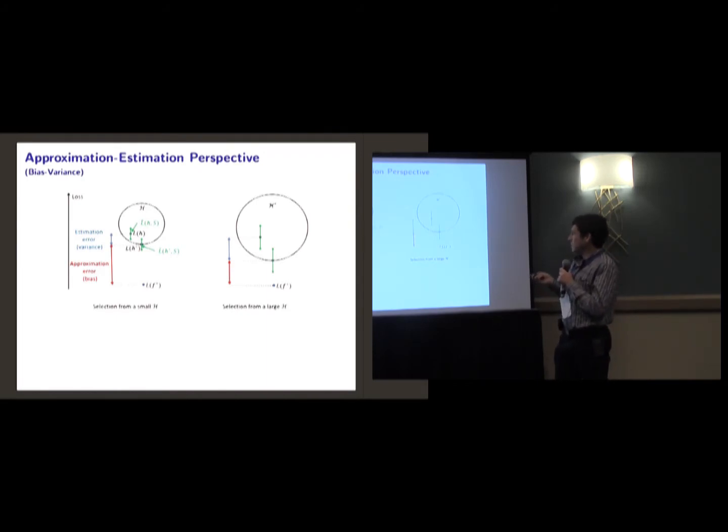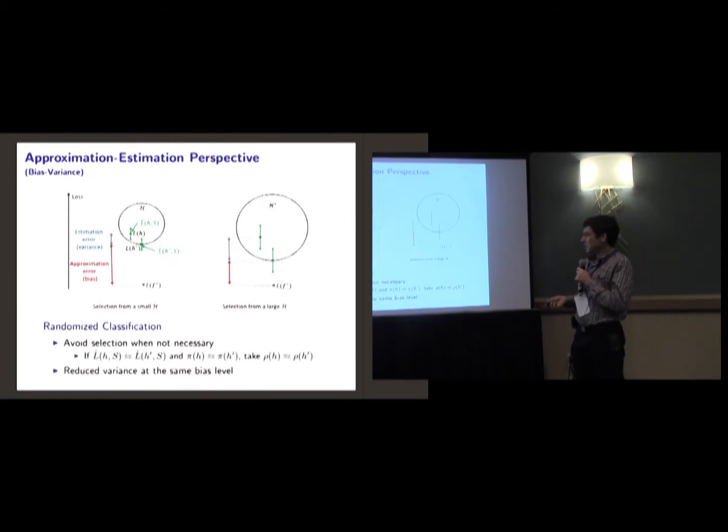When we select from a small hypothesis class, then the estimation error is small, but the approximation error is large. When we select from a large hypothesis class, then the approximation error becomes smaller, but the estimation error becomes larger. So selection from a larger class leads to a larger estimation error.